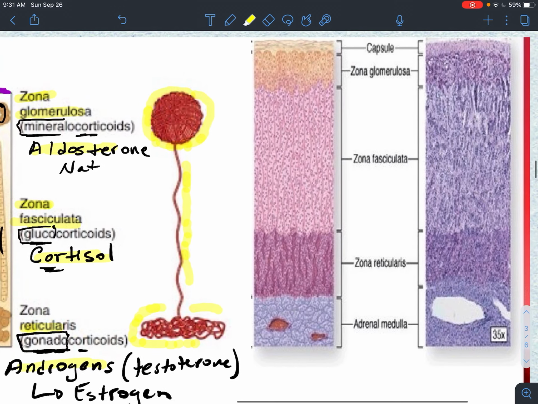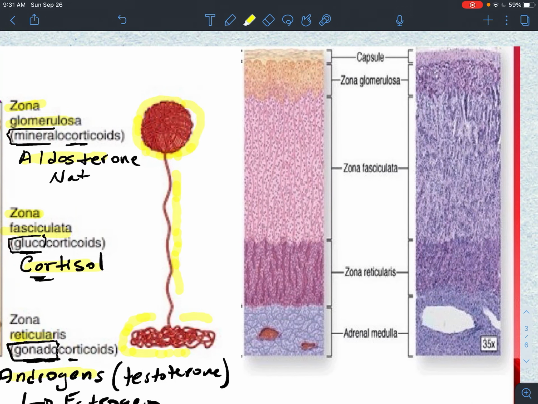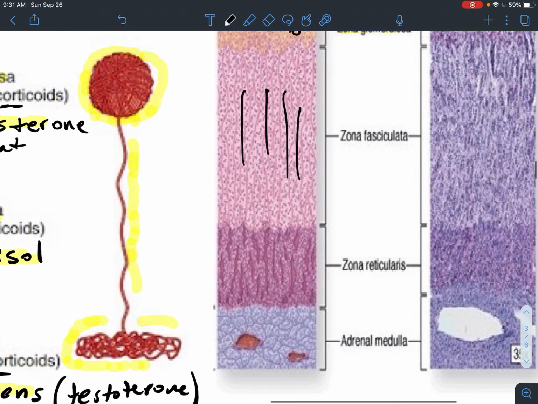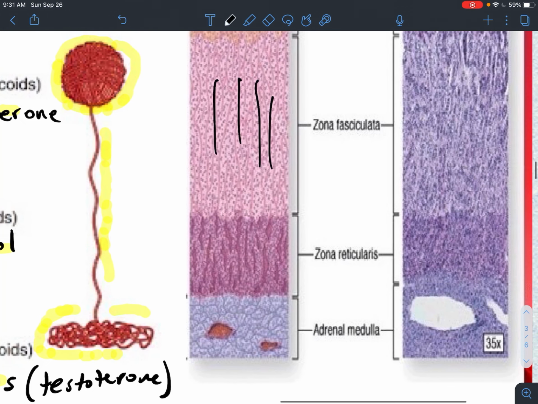And so here on the right, we've got that basic breakdown with two different stains to give us a different perspective on it. You've got the capsule on the top, you've got that zona glomerulosa, and it's a little blurry, but maybe you can see how it has that circular glomerular type of appearance. The fasciculata, you can really see that stringiness coming down. The reticularis being a little messier.